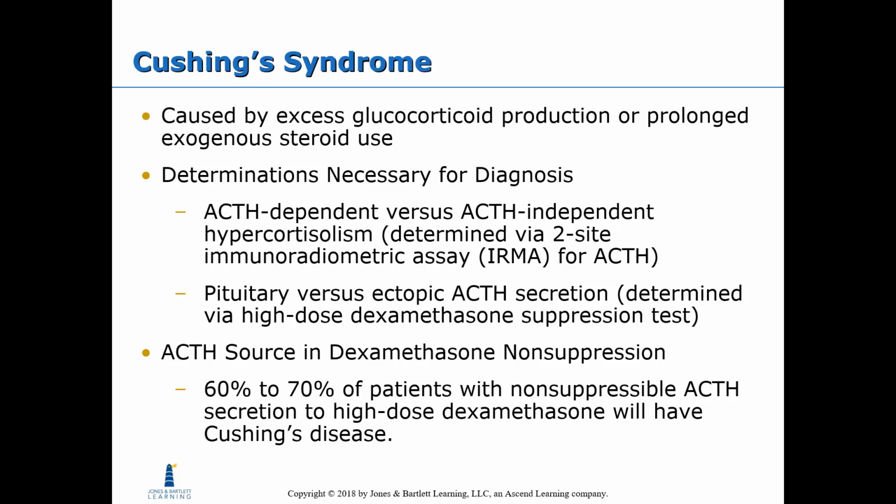Pituitary versus ectopic ACTH secretion is determined by a high-dose dexamethasone suppression test. ACTH source in dexamethasone non-suppression: 60 to 70% of patients with non-suppressible ACTH secretion due to high-dose dexamethasone will have Cushing's disease.